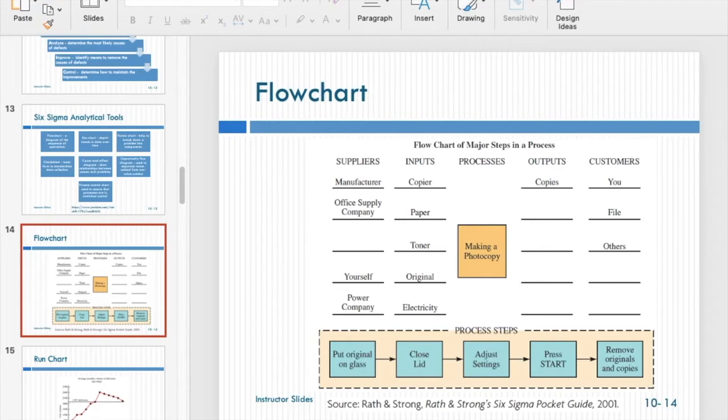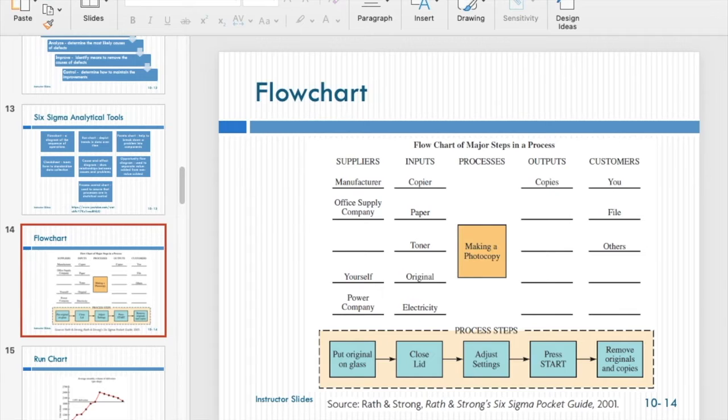So it actually helps you record who actually inputs something within the production process in order to get something out, okay, and who is the customer. So here you can see a manufacturer uses a copier in order to copy some papers, and the customer is you. This is a very simple process, right?